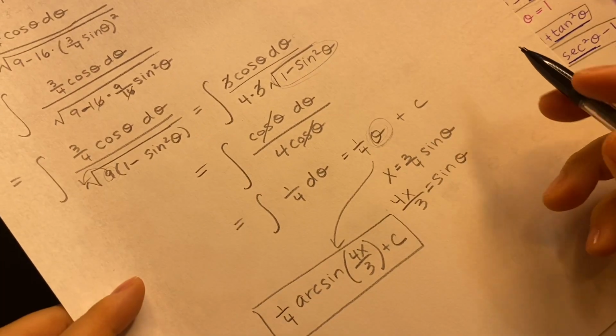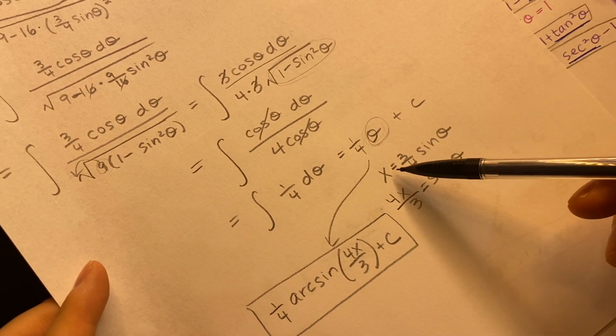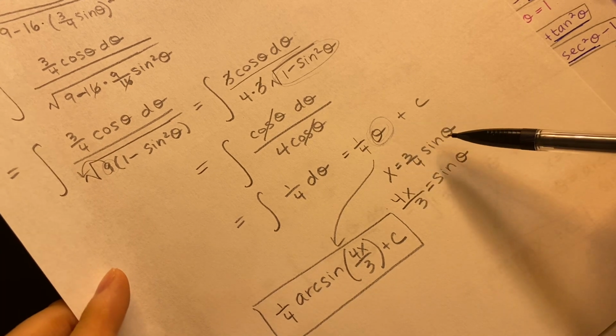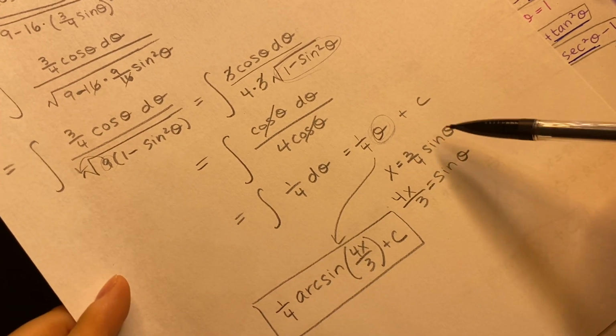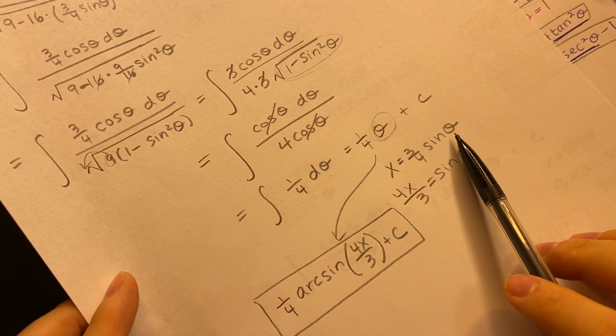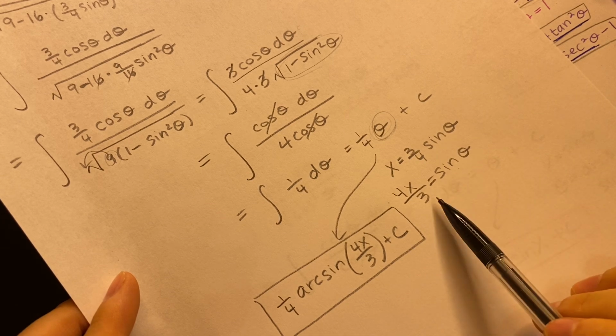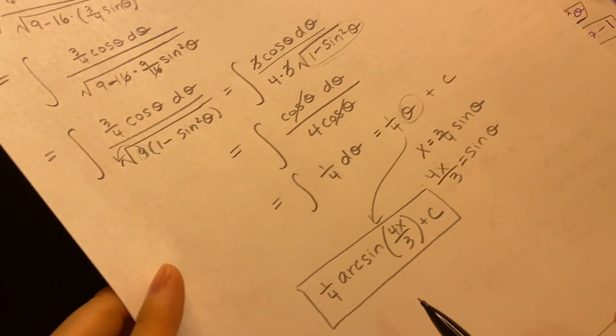Oops, I didn't realize it was all cut off here. But all I was doing here was to solve for theta in terms of x. So sine theta is 4x over 3, so then theta is arc sine of 4x over 3.